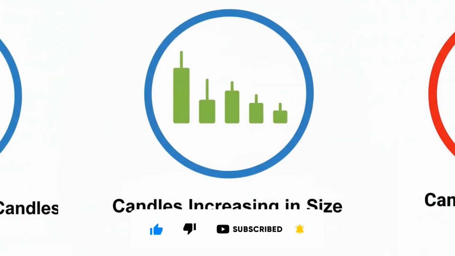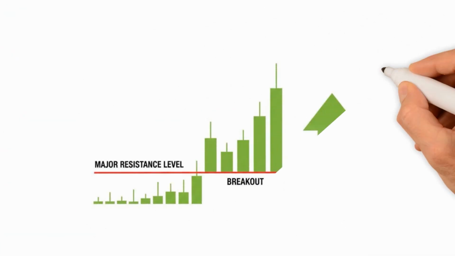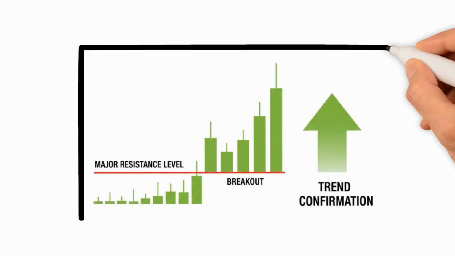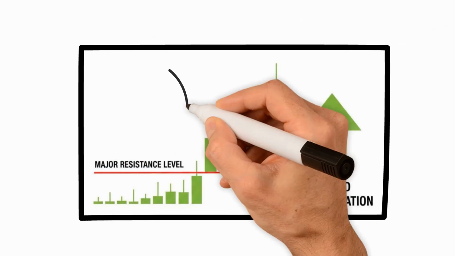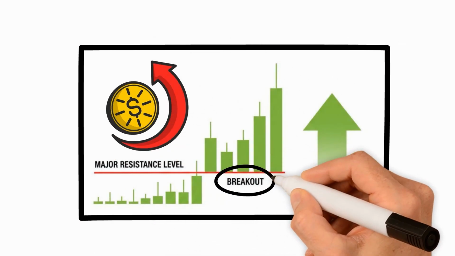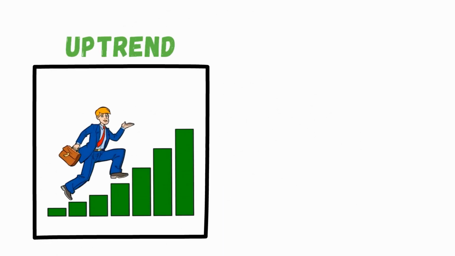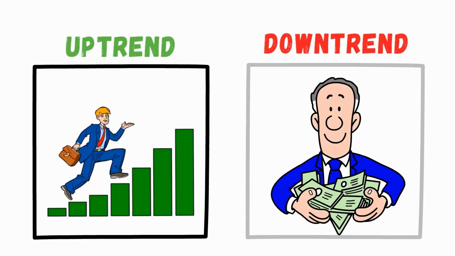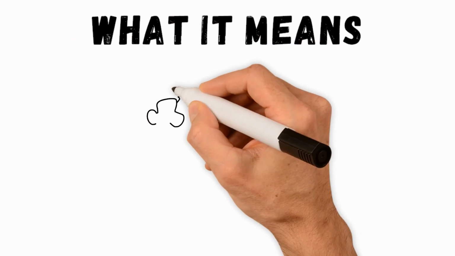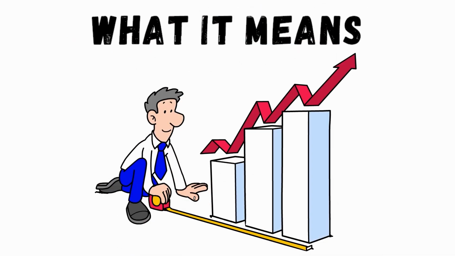Candles increasing in size. This is the opposite of shrinking candles. Each candle grows larger than the one before. It usually appears after a reversal or breakout. In an uptrend, it shows buyers are gaining momentum. In a downtrend, it's sellers taking over. What it means: the market has picked a side and is accelerating.